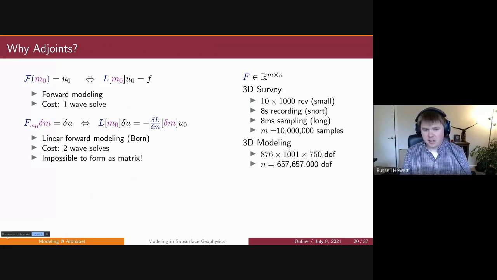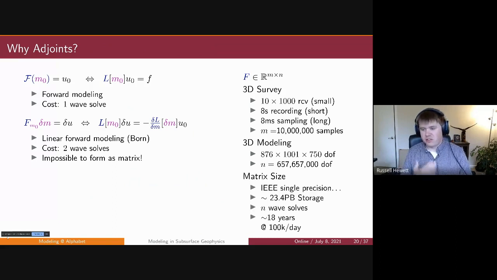And then if I have to check the response to every voxel in my simulation, so this simulation would be, say, on 1/8 of a large benchmark model that we use, that's 657 million degrees of freedom, which would yield a matrix that takes almost 24 petabytes to store. And if we had to compute it for a single source, if we could solve 100,000 wave equations a day, it would take us 18 years.